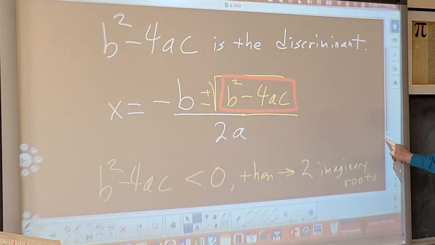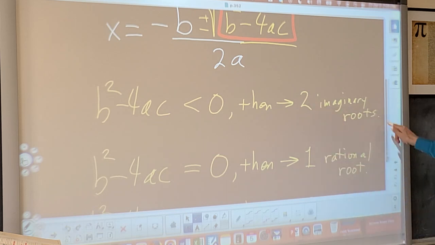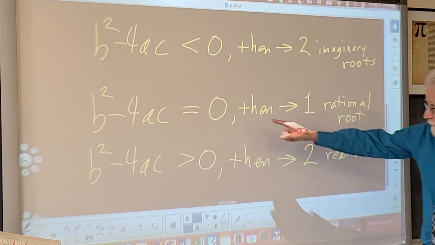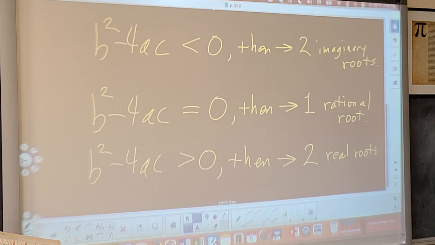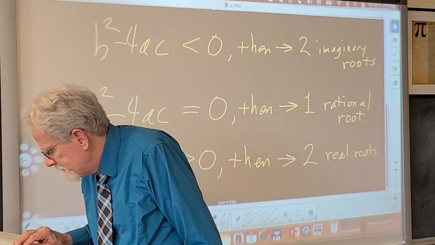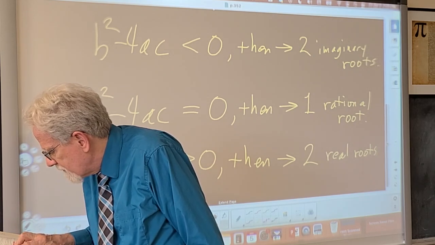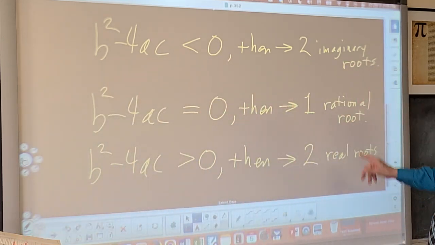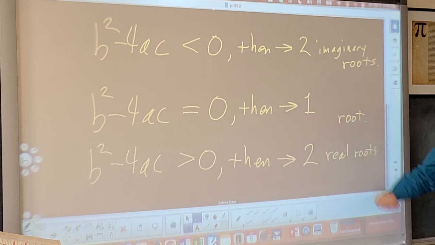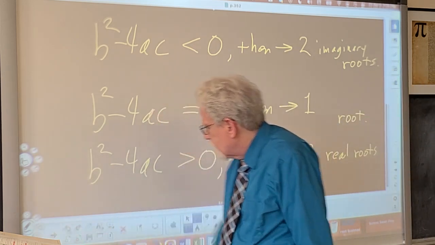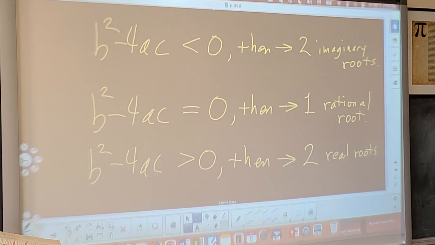Will you have 2 or will you have 1? Will they be imaginary or real? Will they be rational? And if this happens to be 0, the book also for some reason does not mention the word rational here. They just say, if the discriminant is 0, then you get 1 root. Well, fine. I like mentioning that it's 1 rational root. Undeniably true. So there you have the purpose of the discriminant.